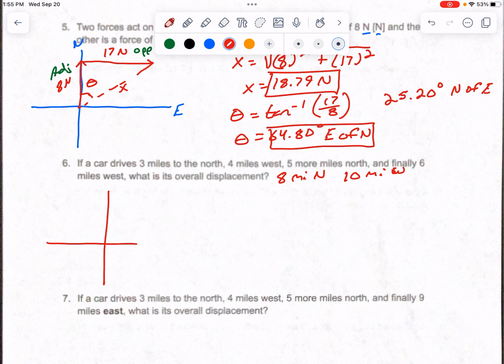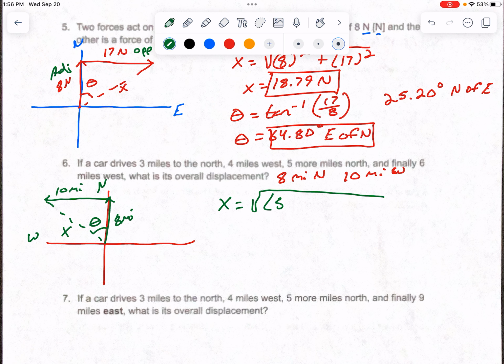So let's draw our directions. We're going north and west. I'm going to go north first, so 8 miles north, and I'm going to go 10 miles west. And then I'm going to tie back to the center. So here is your hypotenuse. Here is your angle. Our hypotenuse, x equals the square root of 8 squared plus 10 squared, and you're going to get a value of 12.81 miles.